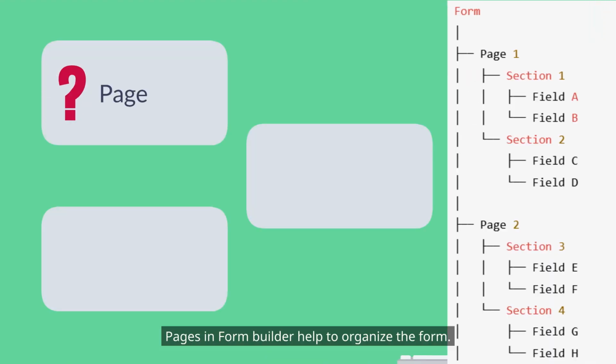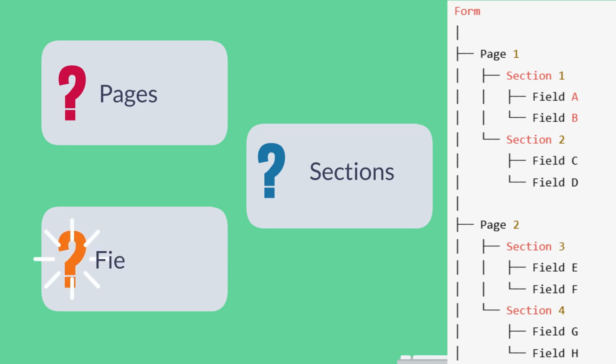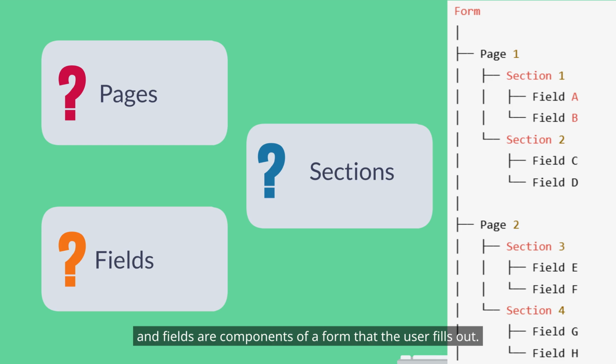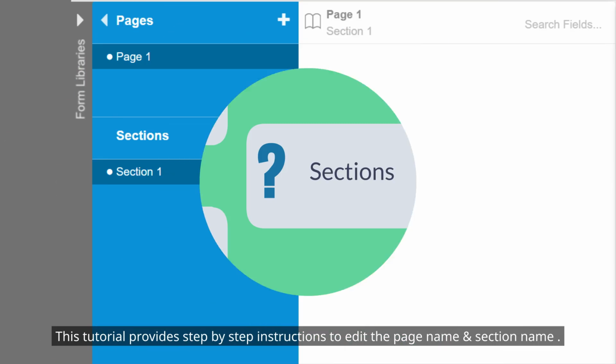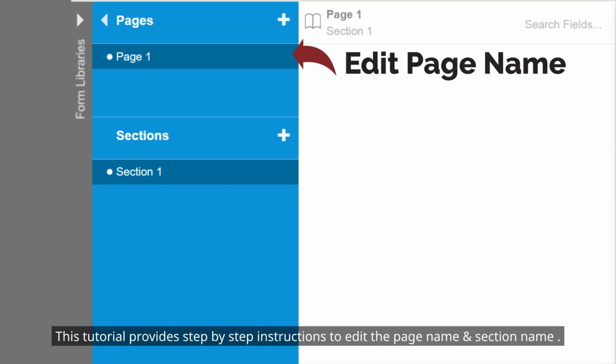Pages in Form Builder help to organize the form. A section is used to organize fields within a page into logical groups on your form, and fields are components of a form that the user fills out. This tutorial provides step-by-step instructions to edit the page name and section name.